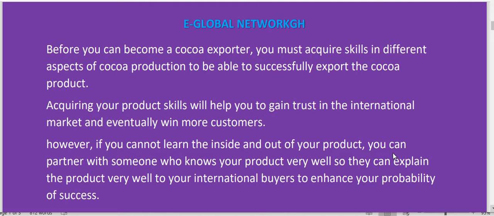And you see that once a buyer buys from you and they see that everything that you said about the product is exactly as it is, then the buyer will come back over and over again, and they are also going to recommend you to other buyers as well, and then you are going to win a lot of hearts in the international market.